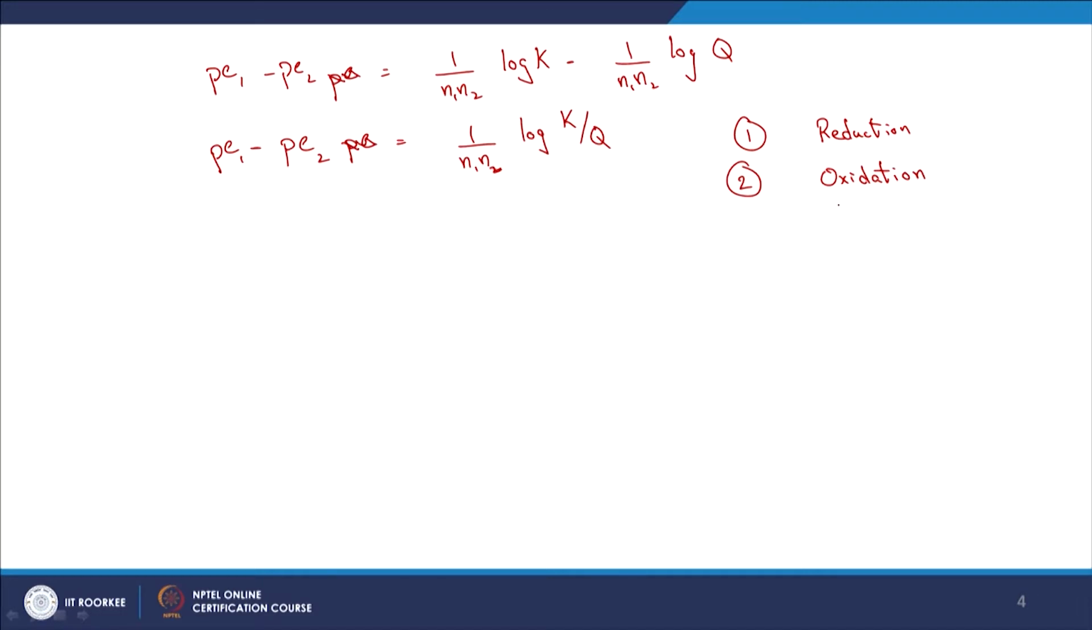So again, in that case, what do you see here? When P1 is greater than P2, what do you observe? You observe that K is greater than Q, right. P1 greater than P2 means this is positive, and that would be the case when K is greater than Q, or Q is less than K, right. Again, what does this mean? When Q is less than K, you know that the forward reaction will be favorable.